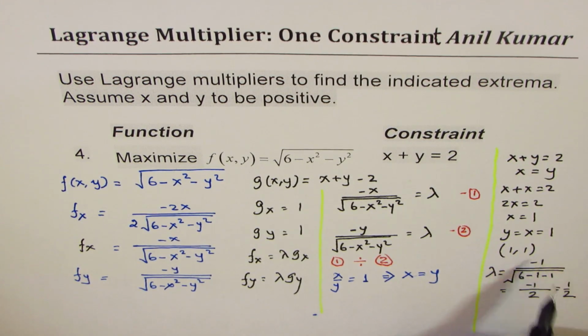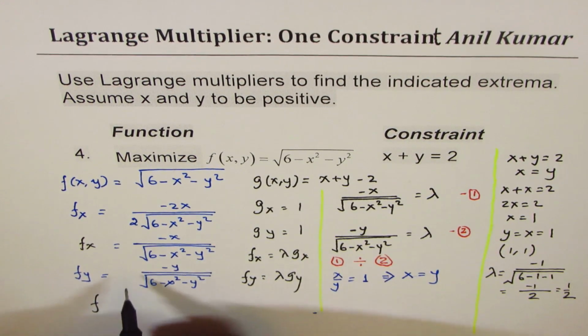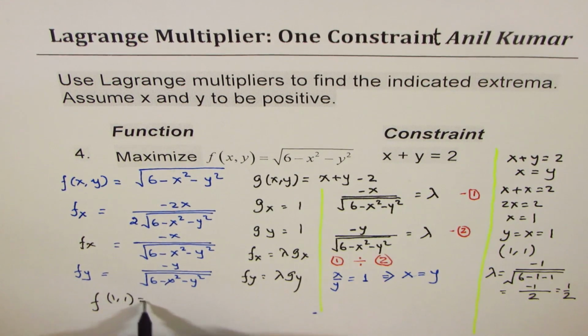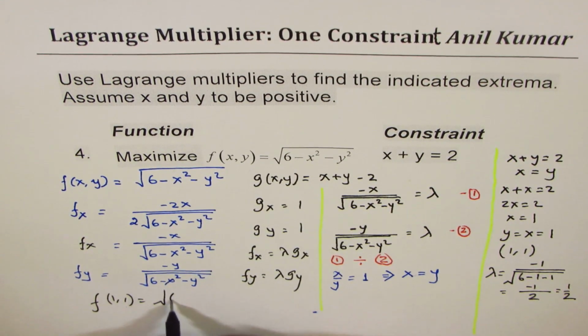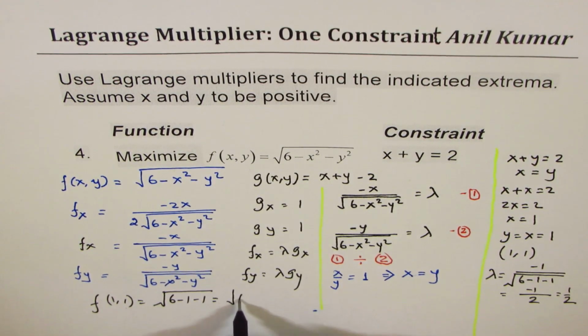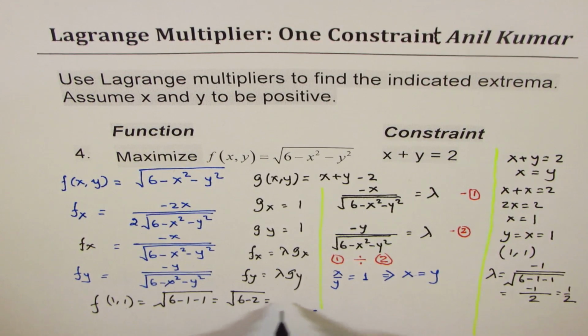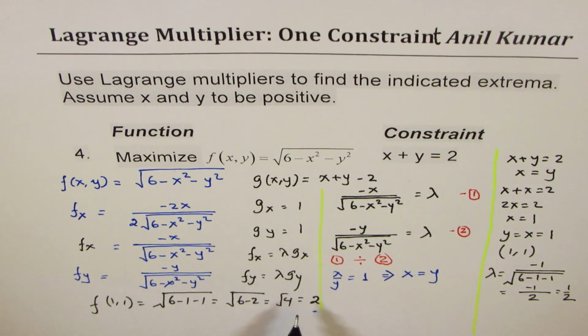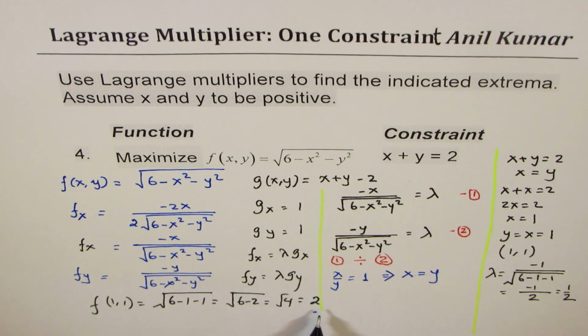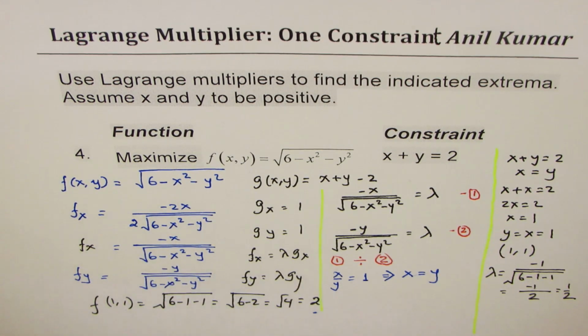And the values are x equals 1. We can now find the value of the maximum at (1, 1). If I substitute 1, 1 here, I get square root of 6 minus 1 minus 1, which is square root of 6 minus 2, which is square root of 4, which is 2 for us. Is that okay? So we get the value of 2 as the maximum for the given function.